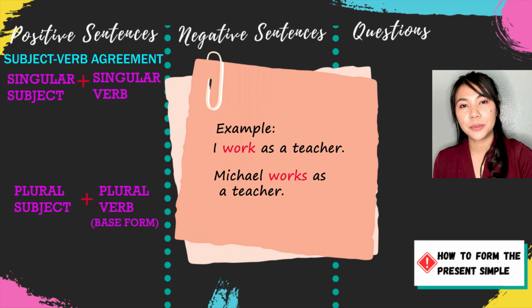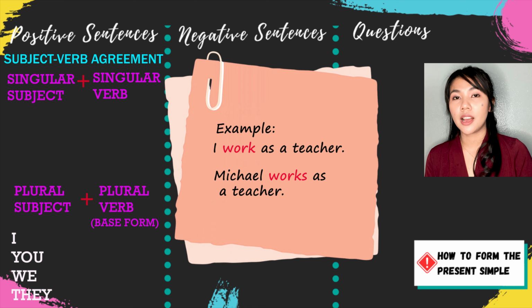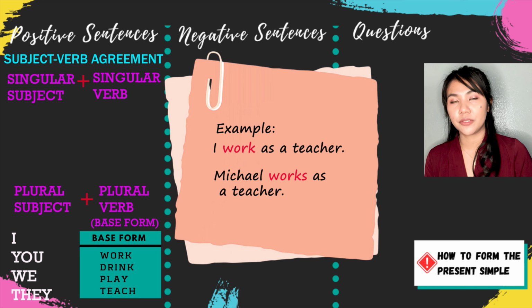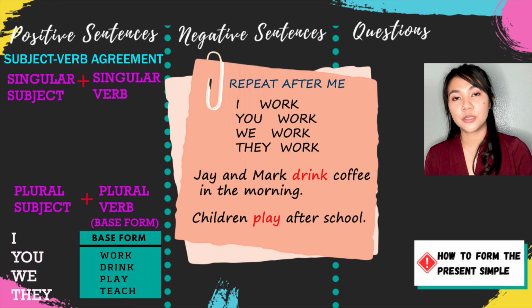For example, repeat after me. I work as a teacher. Michael works as a teacher. Notice that the verbs we use in our sentences have different forms, work and works. Remember that pronouns I, you, we, they use the plural verbs, or the base form of the verb. Repeat after me. I work. You work. We work. They work. Any subjects that are considered two or more follow the same rule.